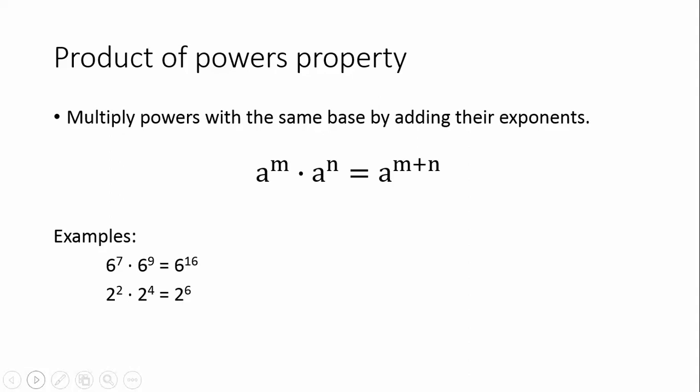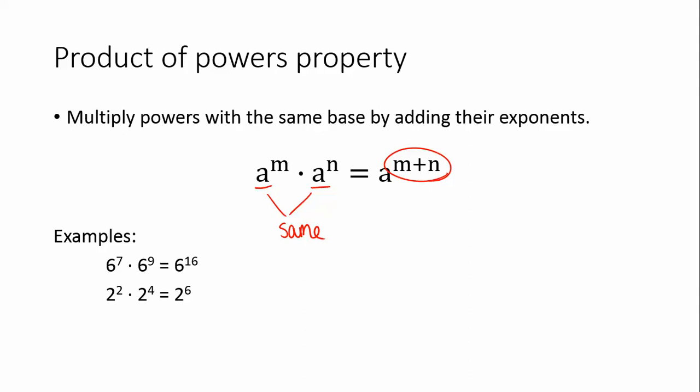This states that when you multiply powers with the same base, we want to add their exponents. So if you have a to the m power times a to the n power, remember the base, the a, these are the same, then we want to add their exponents, m plus n. So if we look at the examples, we have 6 to the 7th times 6 to the 9th. So we add the exponents and get 6 to the 16th, 7 plus 9.